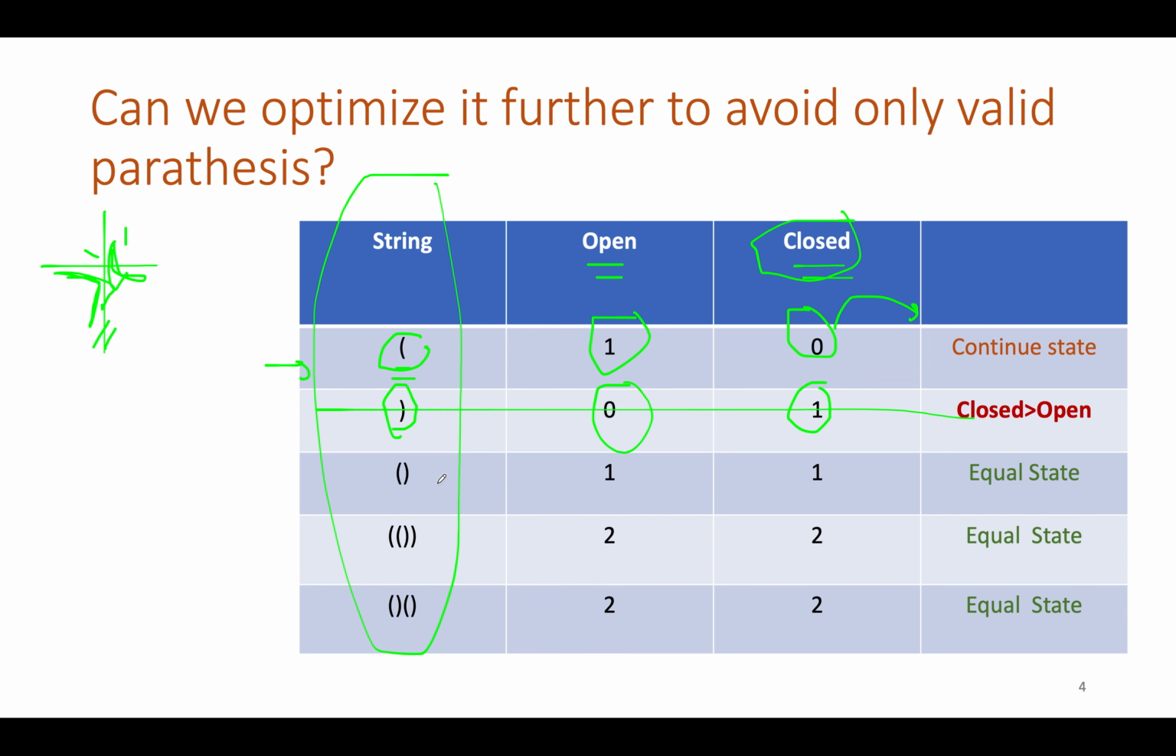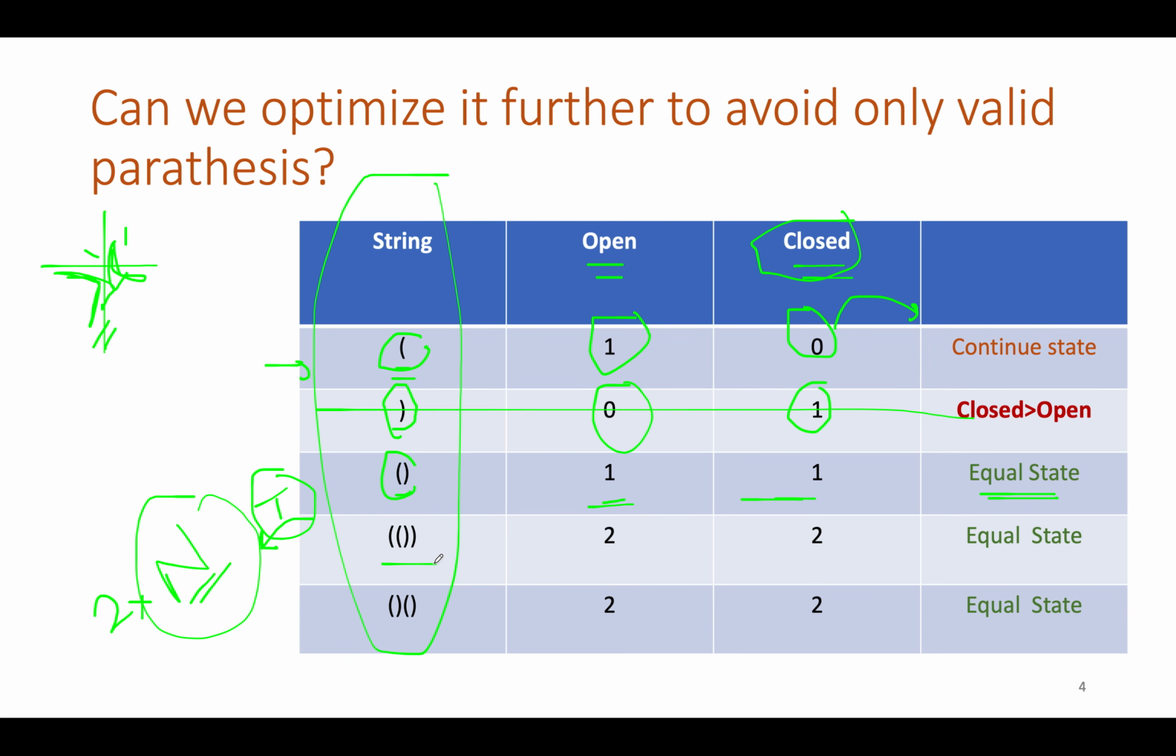Let's talk about the other 3 cases. We have a single opening bracket followed by a single closing bracket. The count is 1, 1 each. It's an equal state. So that means we can either continue the process or terminate the process. When will we continue the process and when will we terminate the process? It totally depends on the value of n that we have. If the length of the string turns out to be equal to 2n and the opening and closing brackets are equal, we will call it a terminal state.